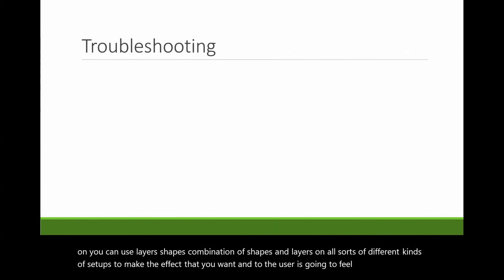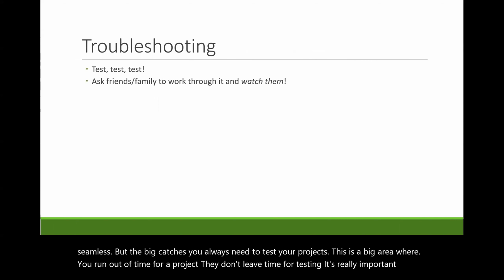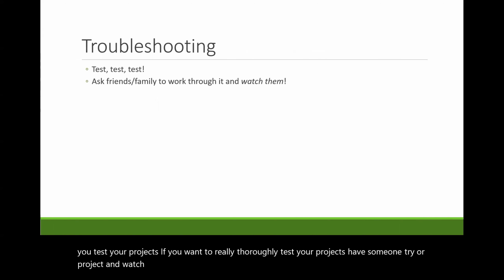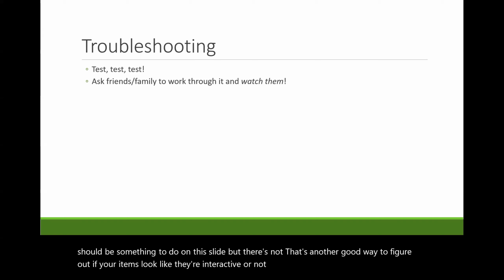But the big catch is you always need to test your projects. This is a big area where you run out of time for a project and you don't leave time for testing. It's really important that you test your projects. If you want to really thoroughly test your projects, have someone try a project and watch them. Ask them to think out loud. Ask them to say like, "Oh, I feel like there should be something to do on this slide, but there's not." That's another good way to figure out if your items look like they're interactive or not, like they're buttons or not. Ask them to work through it, watch them, keep on testing, test it yourself.